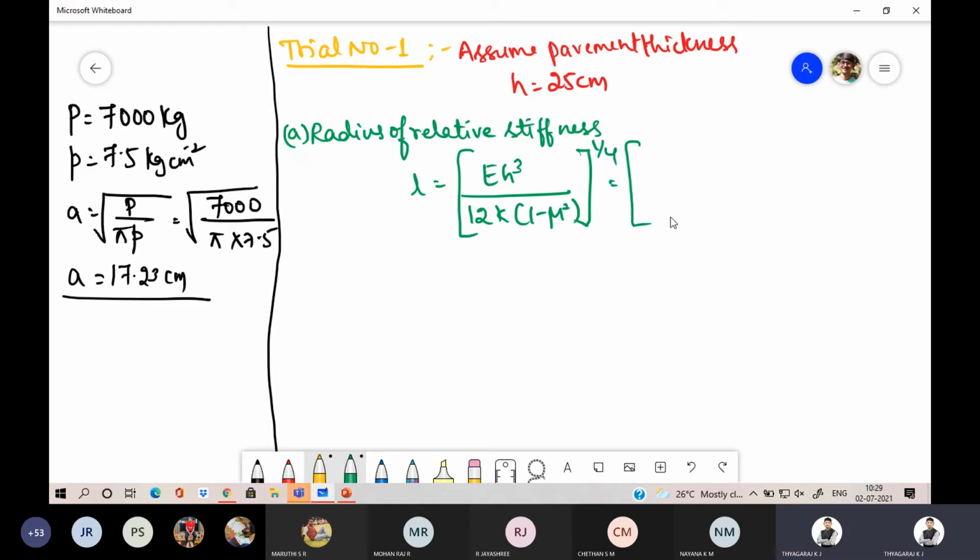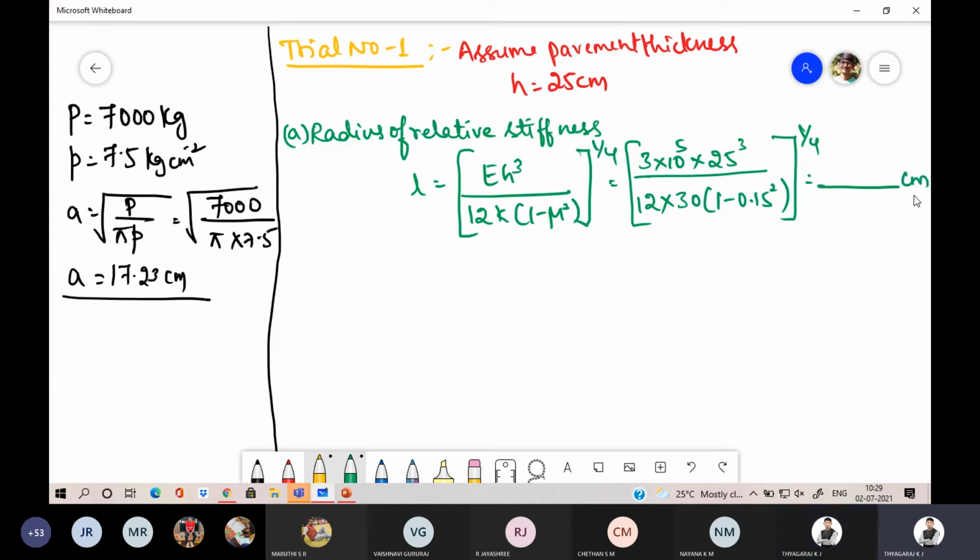Now calculate the E value which is given in the problem. What is the E value they have given? Modulus of elasticity of concrete, 3 into 10 power 5. The thickness we have assumed is 25 cube. So 12 into, what is the K value they have given? K value is 30. 1 minus 0.5 square, whole power 1 by 4. Check how much you are going to get, in terms of centimeter.